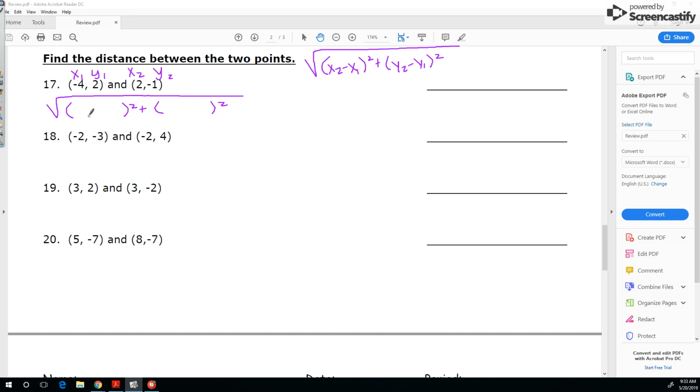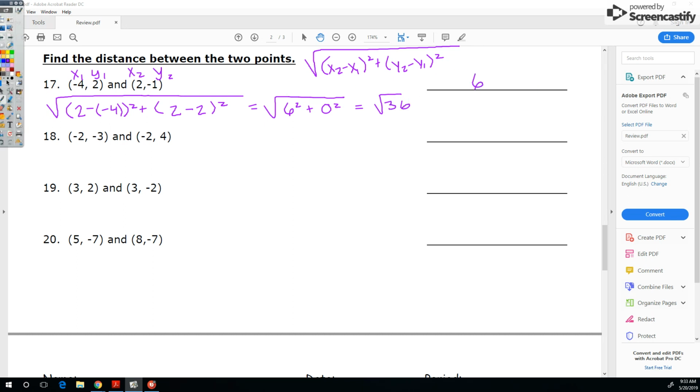Okay, so x2 minus x1 and y2 minus y1. 2 minus negative 4 is 6, and 2 minus 2 is 0. That's the square root of 36, which is just 6. Okay, I didn't like that green. It was a little too bright.